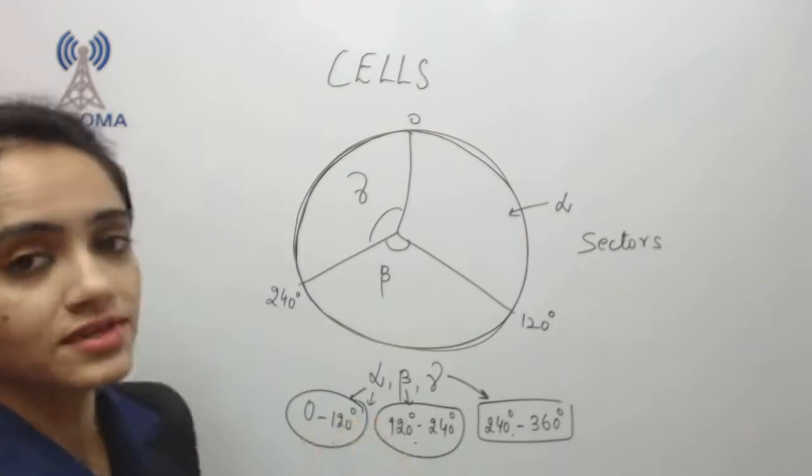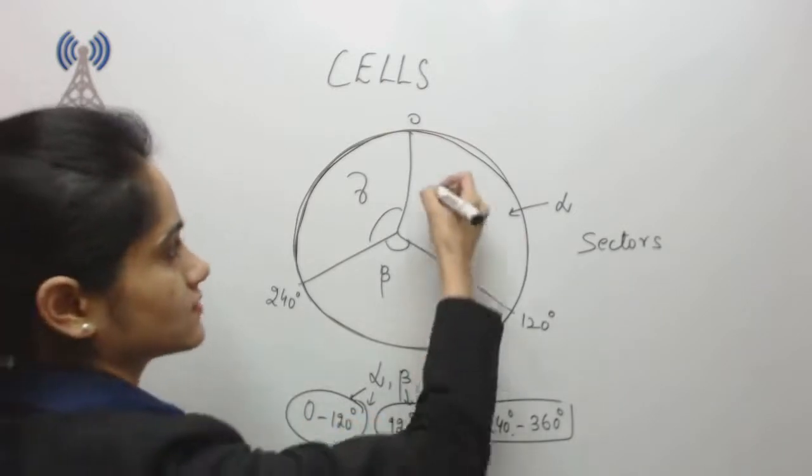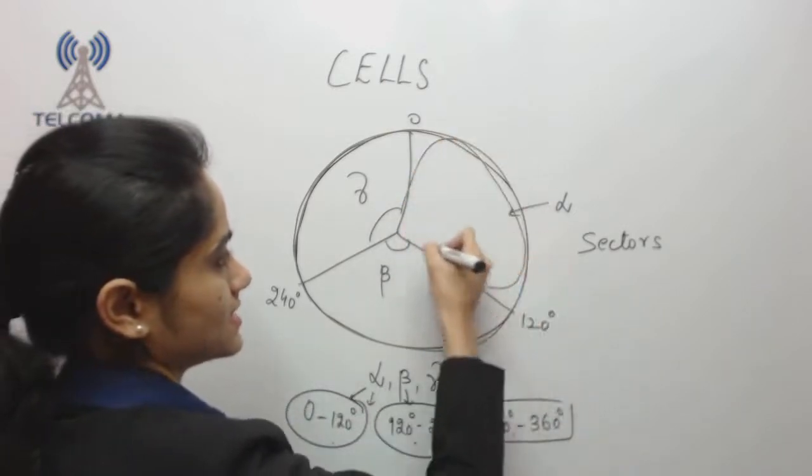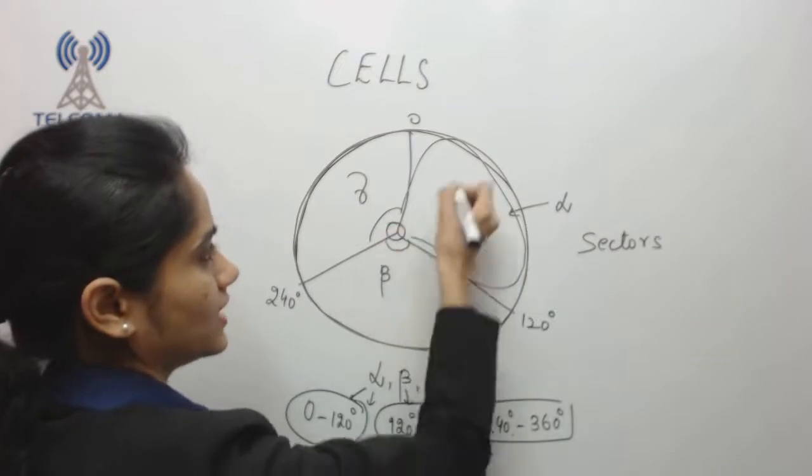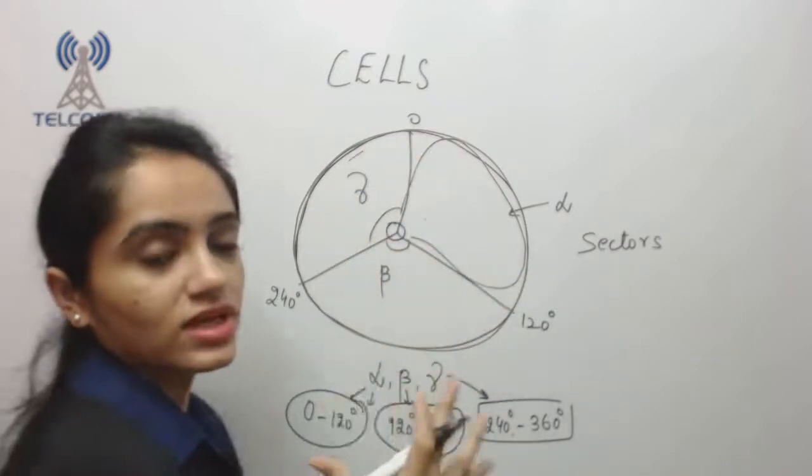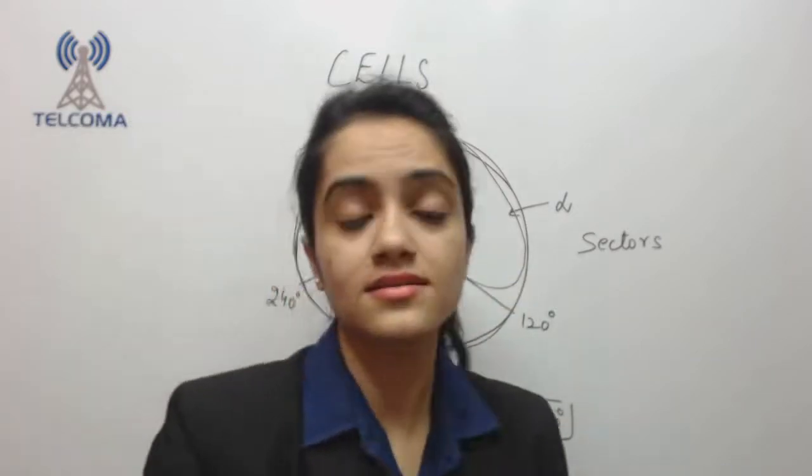So the smallest coverage area is a cell. If there is an antenna, this will form a cell. If we have an omnidirectional antenna, that is a cell. So the smallest coverage area is a cell.